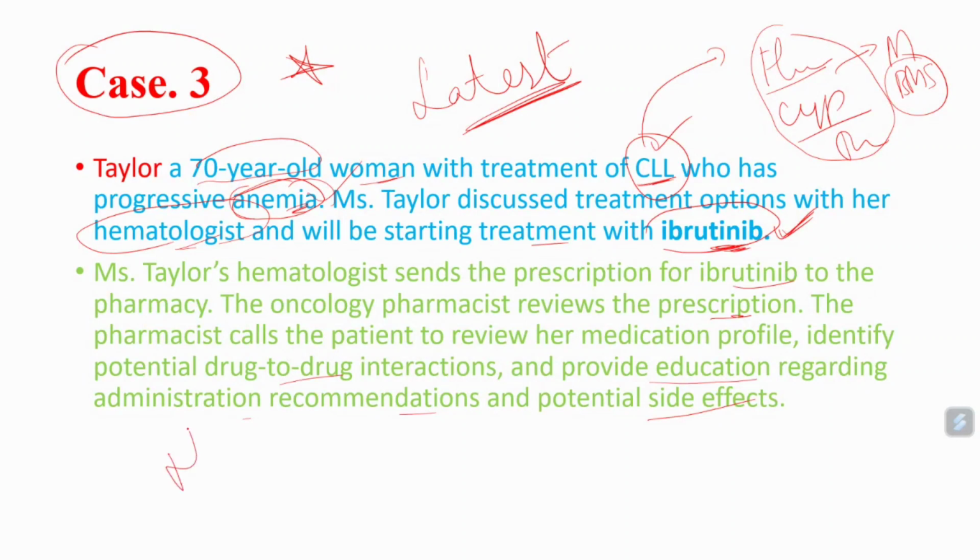If you are the pharmacist reviewing the same prescription containing ibrutinib, and this patient came to you, what advice will you give to the physician, and what counseling points will you give to the patient? That is the question. I think everybody understood the case. The patient is taking ibrutinib and has anemia. Due to anemia, the patient was switched to ibrutinib. But about ibrutinib, what counseling points will you give to the patient is the question.